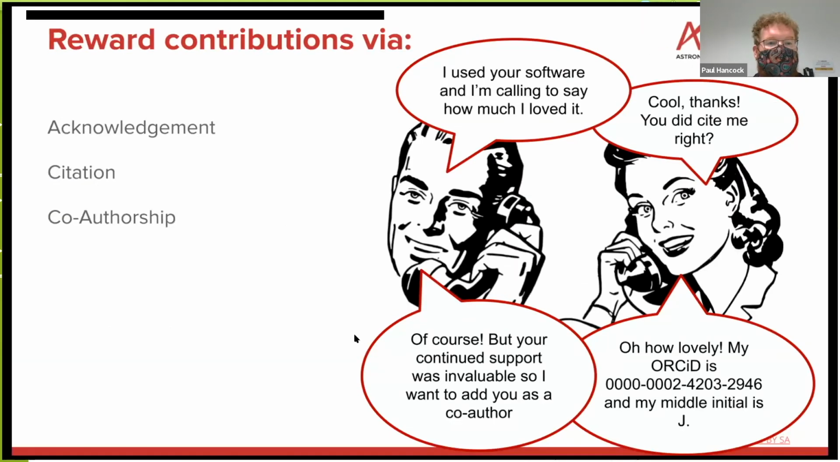The way that you can give credit or reward contributions is acknowledgement. So in the acknowledgement section of your paper, you can cite things. In the main body of the paper, you can give citation, probably in your methods section. Or if the work has really been integral to your project, you might consider including the software authors as co-authors on your paper.